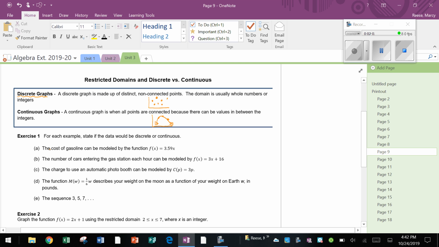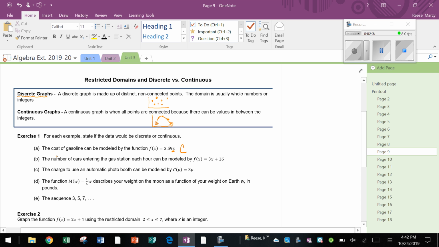For example, the cost of gas can be modeled by the function f of x equals 3.59x. So x is how many gallons you're putting in, and think of it this way: can you put either 1 gallon in, 2 gallons, 3 gallons in, or can you put in 1.5 gallons? 1.1 gallons. If you can put in not just whole numbers, but decimals and fractions, that is continuous.